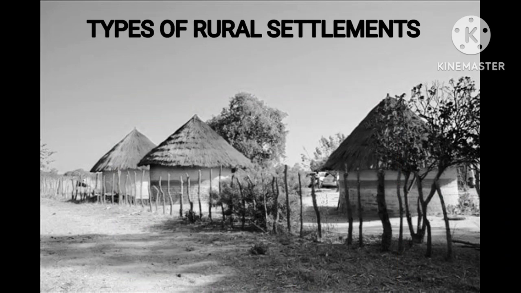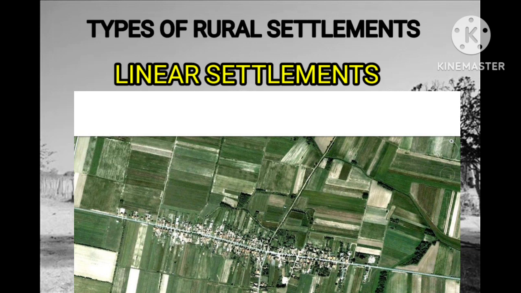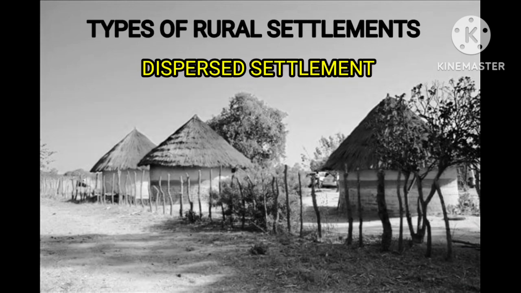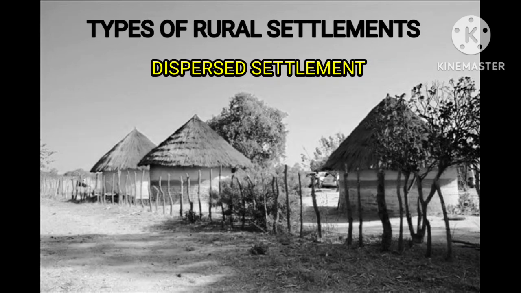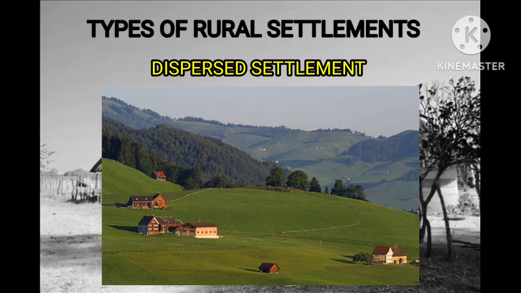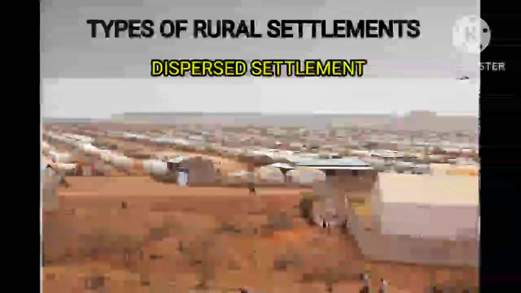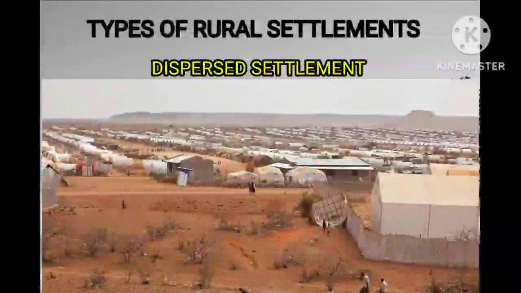Next, we have linear settlement. You will see linear settlements are mostly developed along the road or railway track. Next, we have dispersed or scattered settlement. Scattered means there is huge space between the houses or the huts. The social interaction here is quite low or poor, so the houses are not connected with each other; they are far from each other.